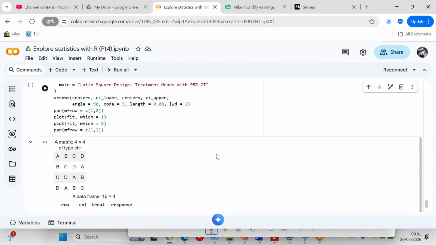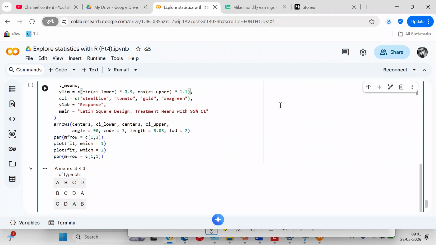So this is the matrix that we've created: A, B, C, D, B, C, D, A, C, D, A, B, and D, A, B, C. So that's what we've created in this Latin square design.